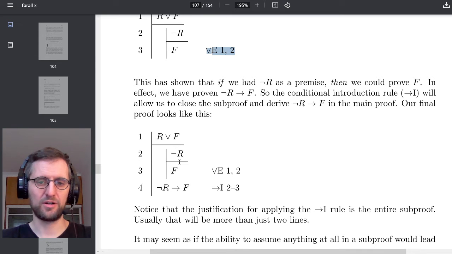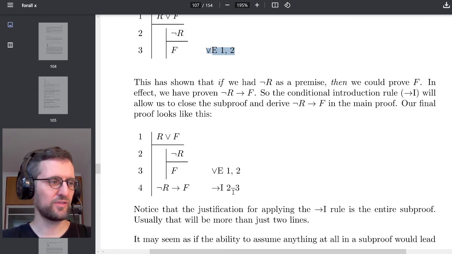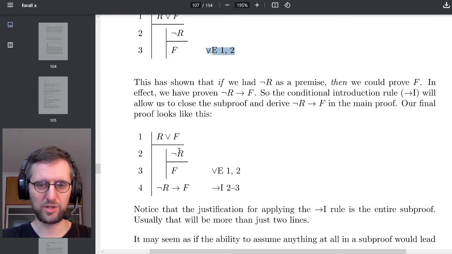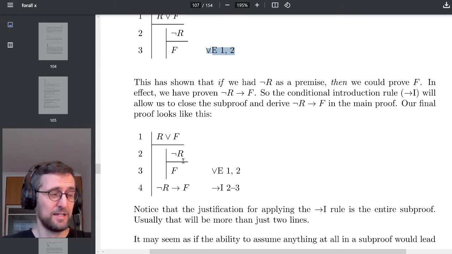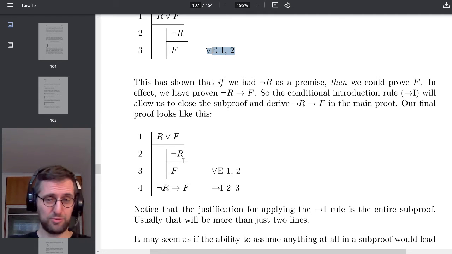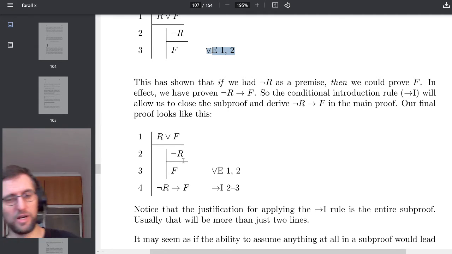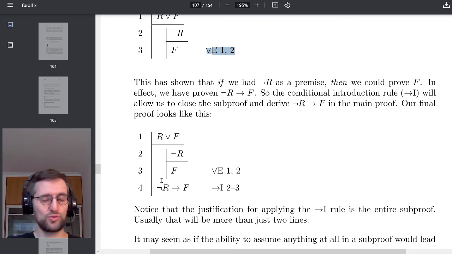So if not R, then F. And now we have an introduction rule that we apply to lines 2 and 3. So whenever we have such a subproof, then we are allowed to conclude that if not R, then F. We are allowed to conclude in terms of a conditional.